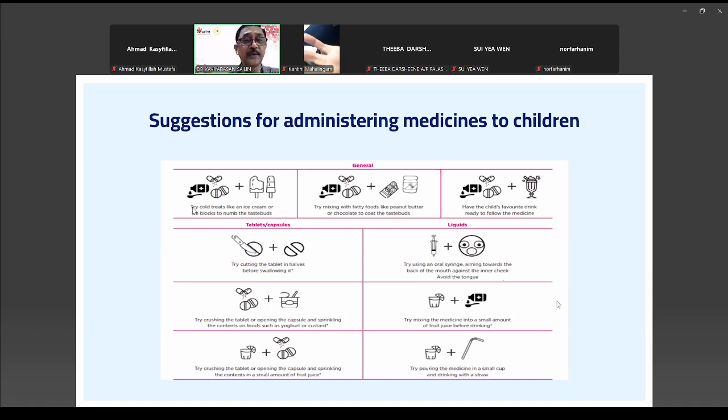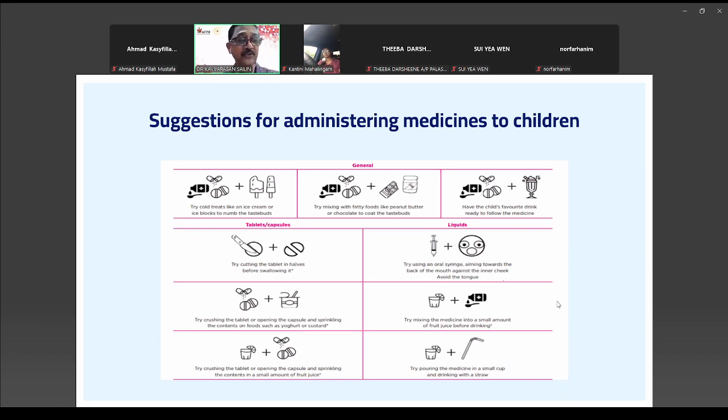Usually, what you can do is try cold treats like ice cream or an ice block to numb the taste bud before you give medication. Okay, the child, you just give ice cream. Of course, you see whether it is indicated or not. Or you can mix with fatty food like peanut butter or chocolate to coat the taste bud before you give the medicine. Or you have the child's favorite drink ready to follow with the medicine.